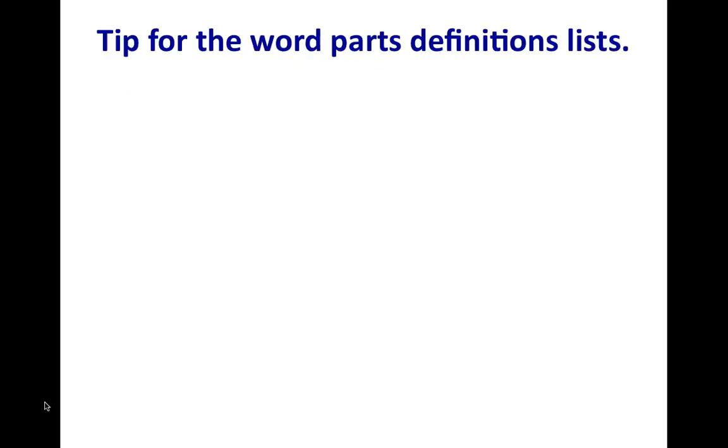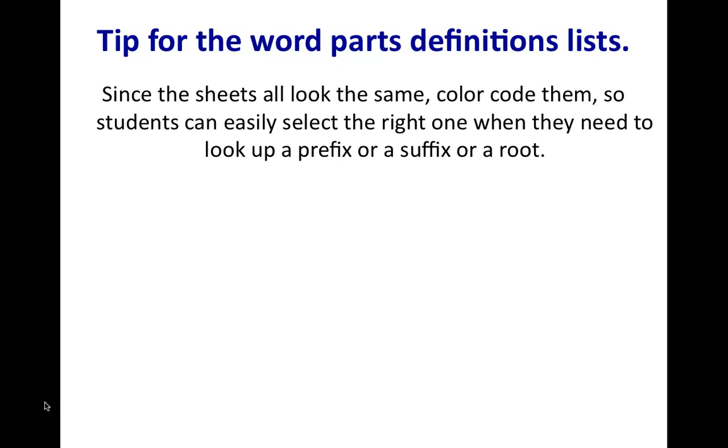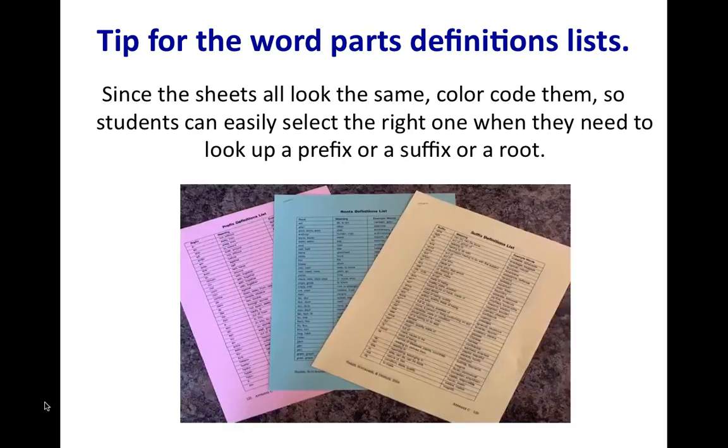Here's a great tip regarding the prefix, suffix, and roots definitions lists. Since the sheets all look the same, color code the sheets that you give to the students so students can easily grab the right one when they need to look up a prefix or a suffix or a root. Here's an example of how one teacher color-coded the sheets. Prefix sheets were pink because prefix and pink both start with P. Root sheets were green because green plants have roots. And suffix sheets were yellow like the sun. Suffix and sun start with S. But actually, you can use any colors you want or have on hand, just so kids don't have to shuffle multiple sheets of paper around to easily spot the list that they need.